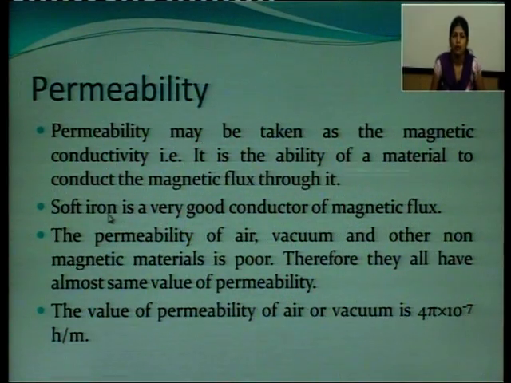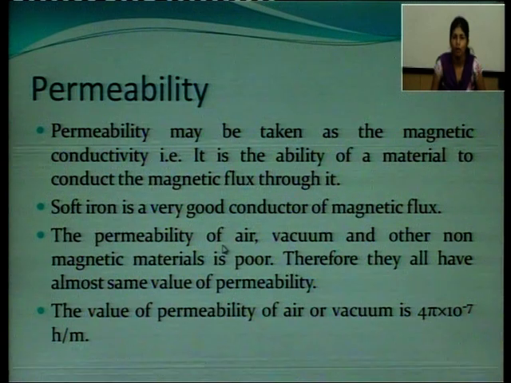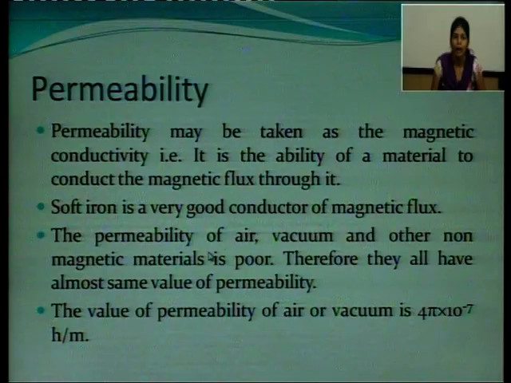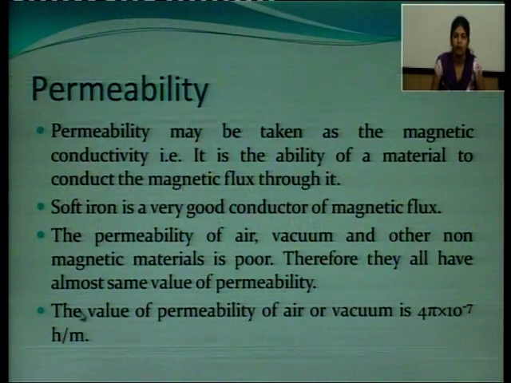So soft iron is a very good conductor of magnetic flux, and the permeability of air, vacuum and other non-magnetic materials is very poor, and almost all have the same value of permeability. The value for air or vacuum is generally constant, and it is 4 pi into 10 raised to power minus 7 Henry per meter. So we can say that permeability is just the conductivity of a magnetic material.